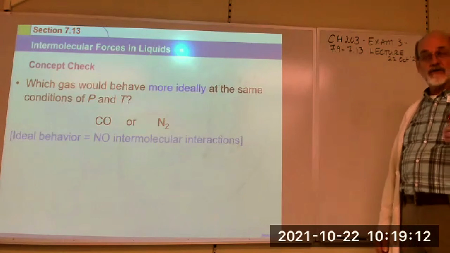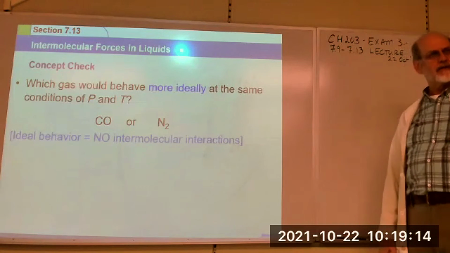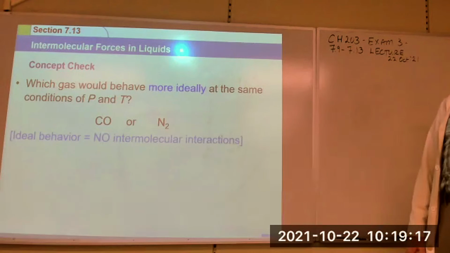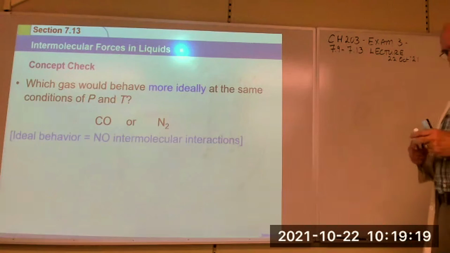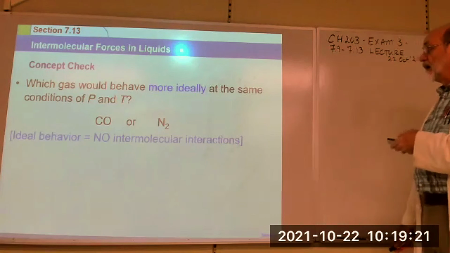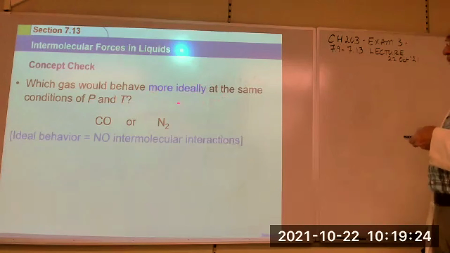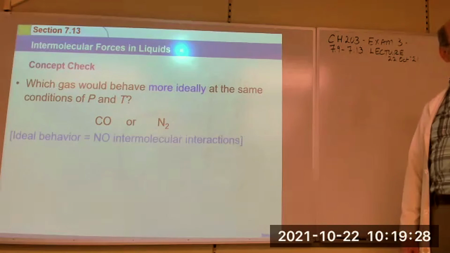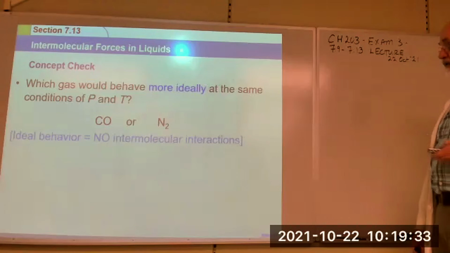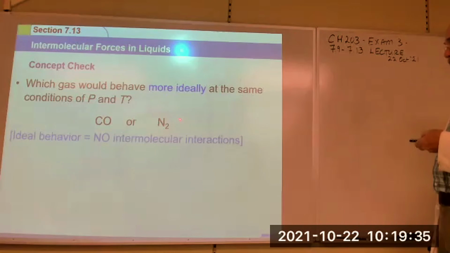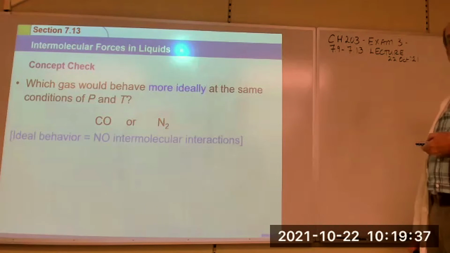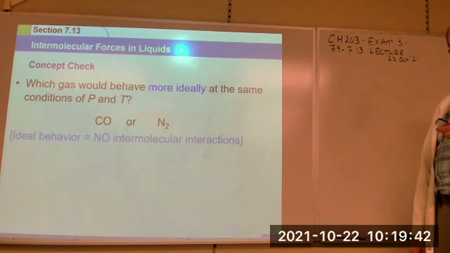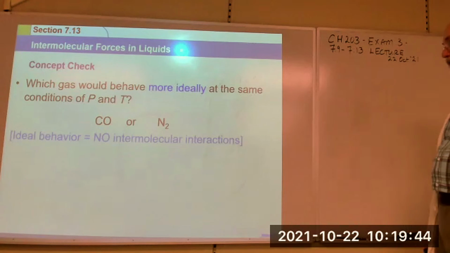Now there are correction factors that can be introduced. I haven't talked about that yet. Maybe that's not appropriate for this course. That's okay. So which one behaves more ideally? The one that has the least intermolecular forces coming to bear, the weakest. So the weakest forces would be coming from this one because it's nonpolar. Whereas you have a difference here, and that one's going to have some stronger intermolecular forces.